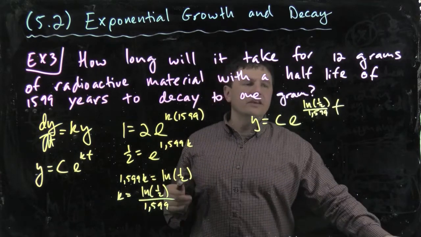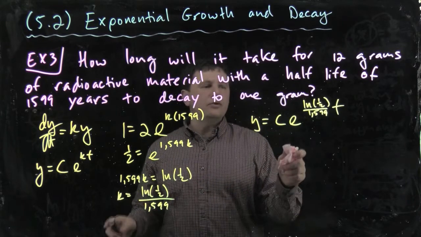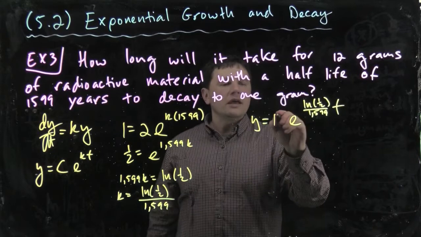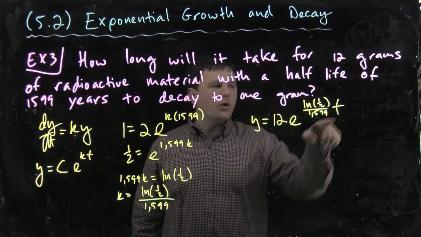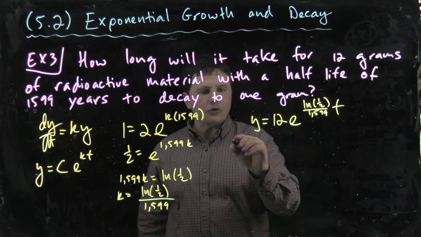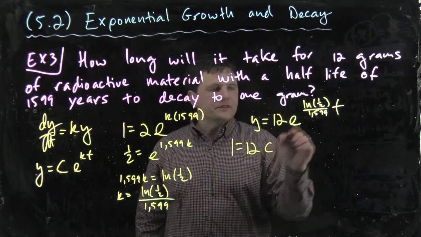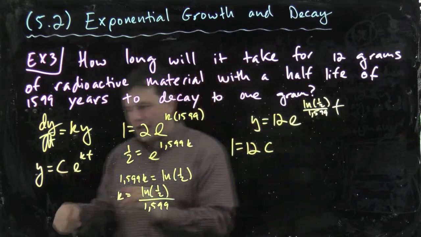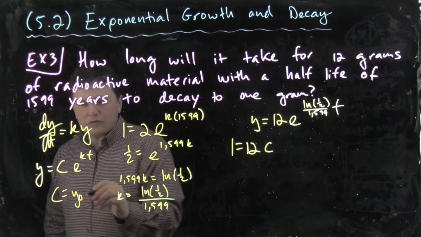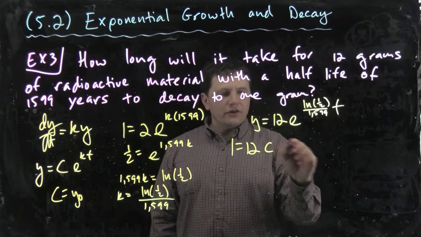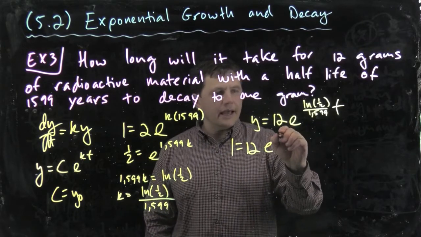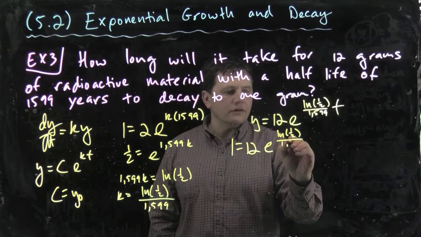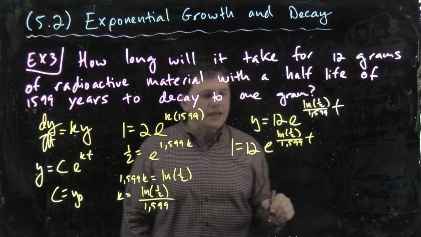Oh, we know what c is. My bad. Sorry about that. We know what c is. C is 12, right? So it starts with 12, and so this is our formula. We want to know what the t is to have this drop to 1 gram. I apologize for that. Remember, they don't necessarily say c is in the formula. There's always that initial y value, that initial output. So 12 times e to the k, so that's ln of 1/2 over 1,599 times t, is equal to 1.